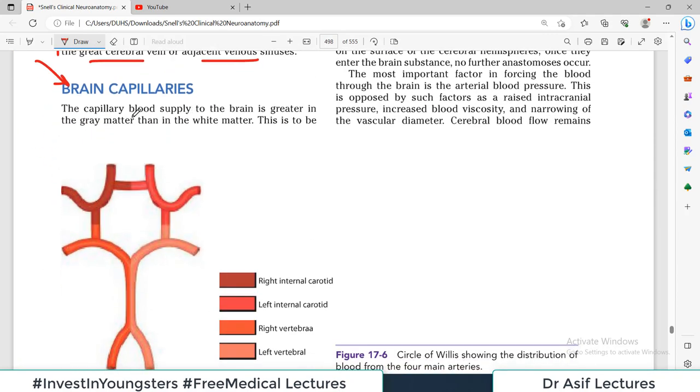Now the brain capillaries. Capillary blood supply to the brain is greater in the gray matter as compared to the white matter.